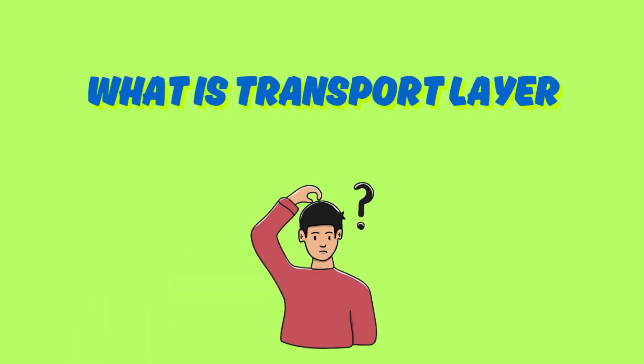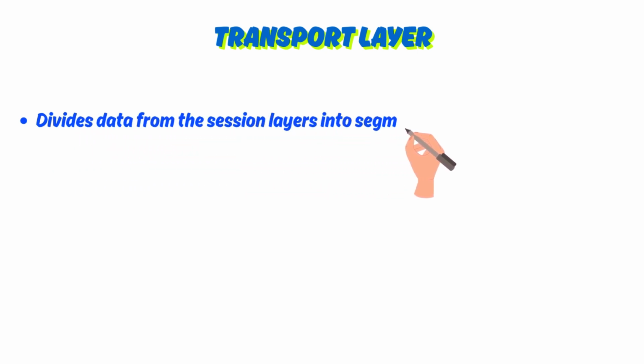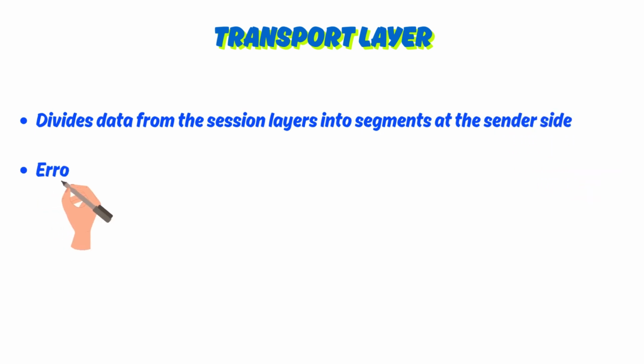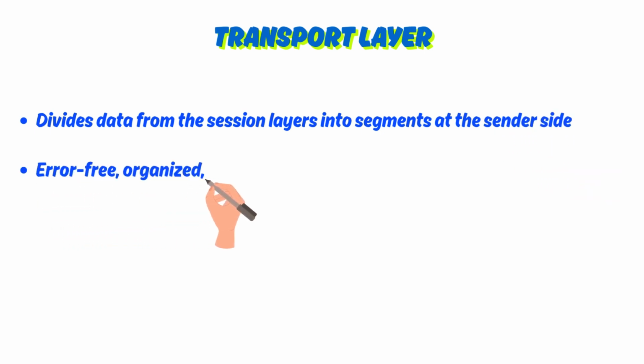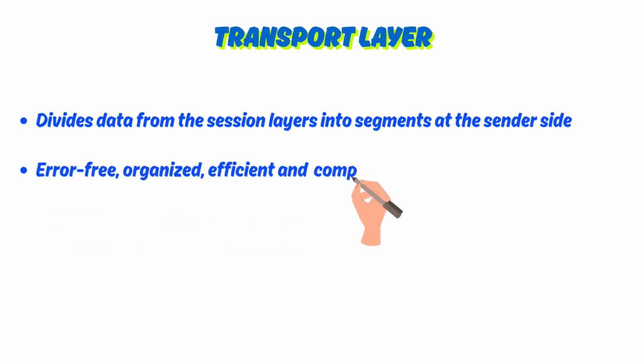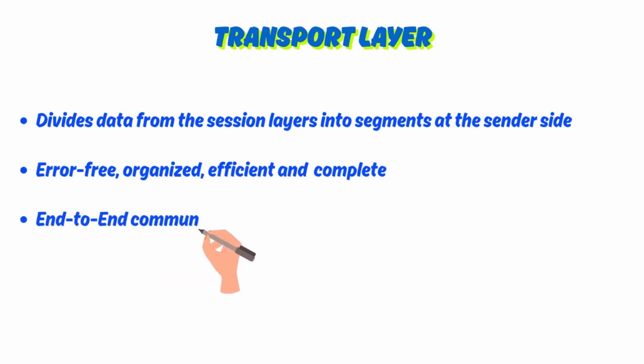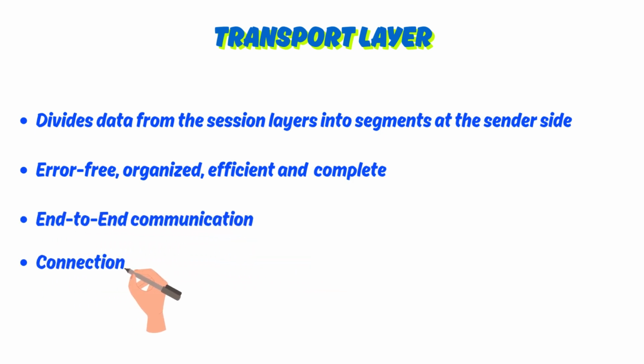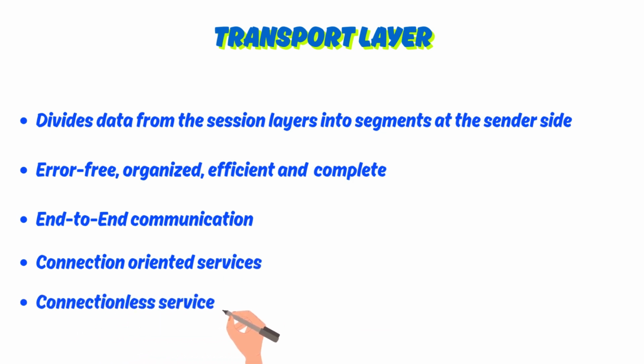Transport layer is the fourth layer of the OSI model. It is responsible for breaking messages of the session layer into segments and sending these segments in error-free, organized, efficient, and complete form. The transport layer of the OSI model provides end-to-end communication. It provides connection-oriented services by using Transmission Control Protocol. It also provides connectionless packet delivery by using User Datagram Protocol.